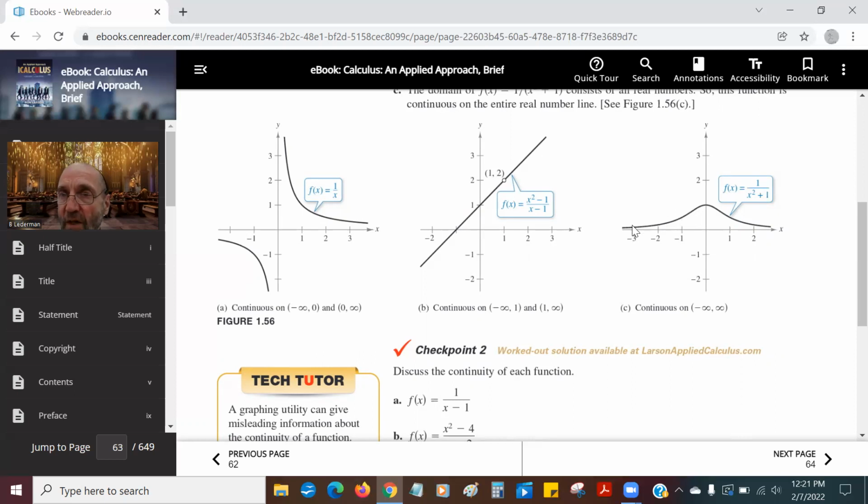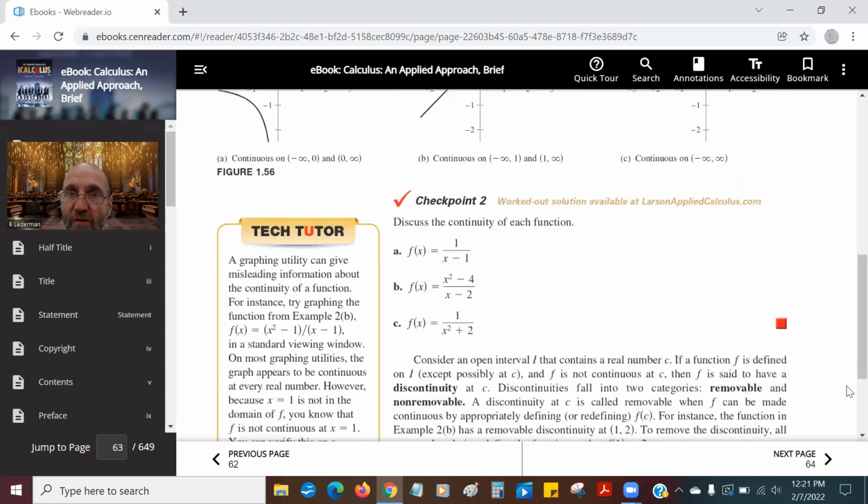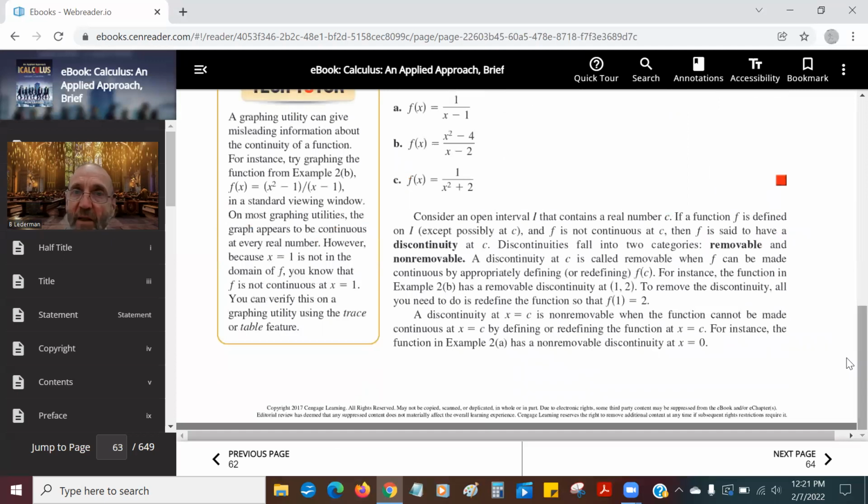And here we have, as I said, since the bottom of this fraction never equals 0, it's continuous all the way through. Beautifully continuous. And this one will be similar. It'll be continuous everywhere except for x equals 1. This is going to be continuous everywhere except for x equals 2. And this will be continuous everywhere because the bottom never equals 0. Alright.